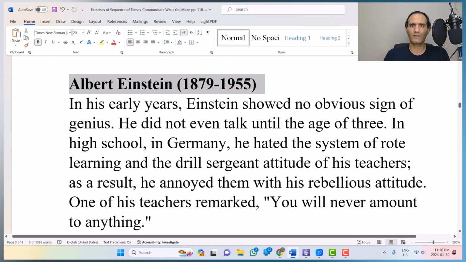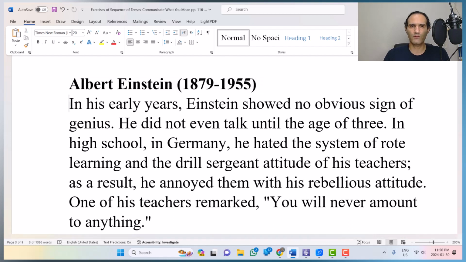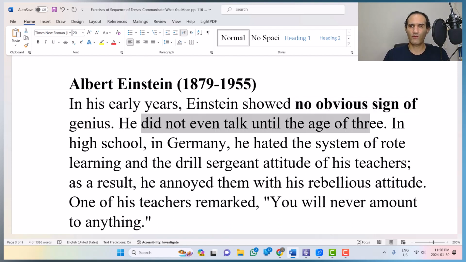Albert Einstein, 1879 to 1955. In his early years, Einstein showed no obvious sign of genius. Beautiful sentence. No obvious sign of something. So you can use it in your writing, in your speaking. He did not even talk until the age of 3.